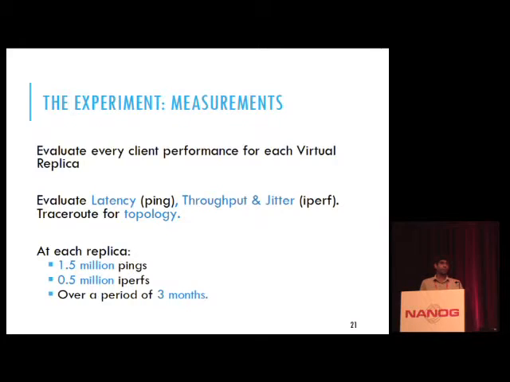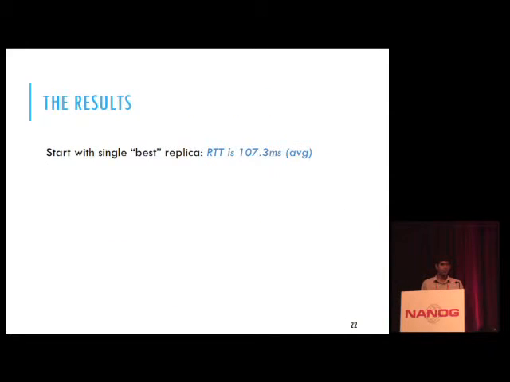The measurements that we perform with this method, for every client, evaluate performance at every virtual replica, which means every replica root combination again. And we evaluate latency using ping, throughput and jitter with iperf. And we use traceroute to actually determine the topology of ASs, to determine which ASs to poison. And at each replica, we did around 1.5 million pings, around 500,000 iperf measurements. And this was over a period of around 3 months.